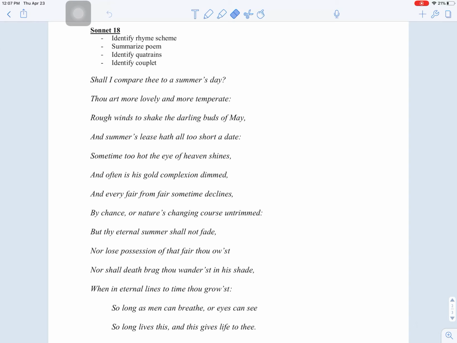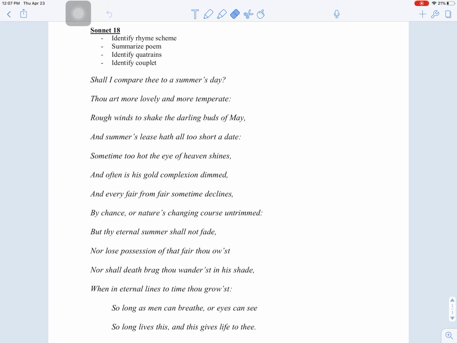Shall I compare thee to a summer's day? Thou art more lovely and more temperate. Rough winds do shake the darling buds of May, and summer's lease hath all too short a date. Sometime too hot the eye of heaven shines, and often is his gold complexion dimmed.